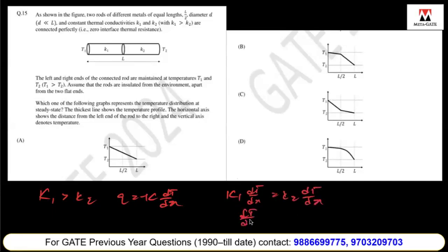So dT by dx of 1 by dT by dx of 2 is equal to K2 by K1. If K1 by K2 is greater than 1, this can be taken as 0.5. So if dT by dx of 1 is 0.5, then dT by dx of 2 is 1. So the slope will be decreasing slower, and then it is decreasing faster for this one. Then assume some values and check it for correctness.